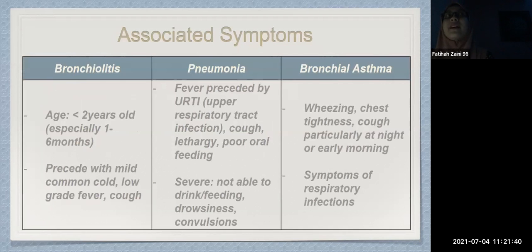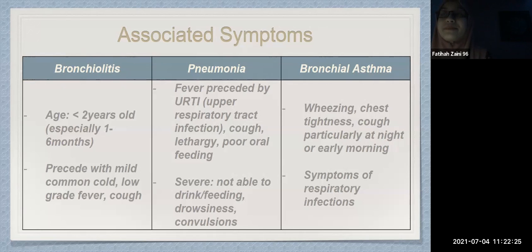So these are the related associated symptoms that we could ask based on specific diagnosis. If we suspect that this patient might have bronchiolitis, we should know that it happens especially in the age of 1 to 6 months, and it proceeds with mild common cold, low-grade fever and cough. For pneumonia, the symptoms usually include fever preceded by upper respiratory tract infection, cough, lethargy, and poor oral intake. However, in severe form of pneumonia, some of them are unable to drink or have poor oral feeding, and sometimes can present with drowsiness and convulsions.